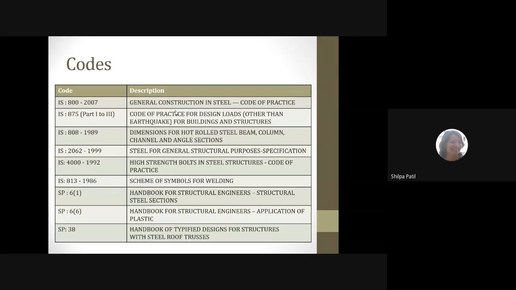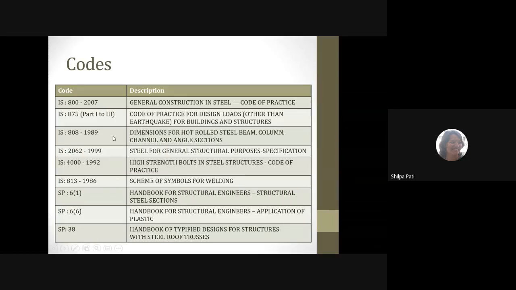Now coming to the codes, these are the different codes which we need to refer for design of any structural building or any steel structure or any industrial shed. The most important code is IS 800 2007. Second is IS 875 part 1 to 3, which gives the details about design loads, how to calculate the loads for dead load, live load, and wind load.